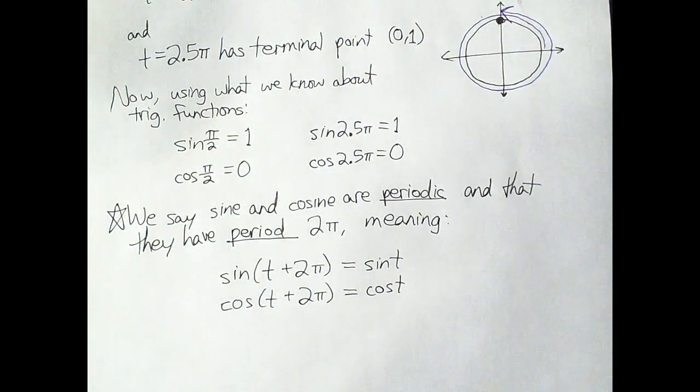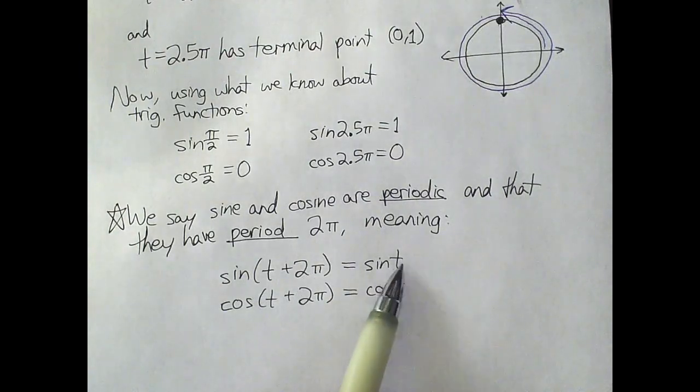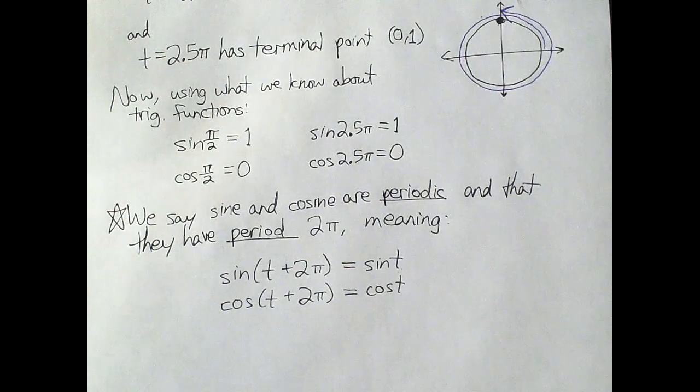I'll give you a chance to see that. It says if you take any t value and then add 2 pi, you still get to the same terminal point, so you still have the same sine value and cosine value.